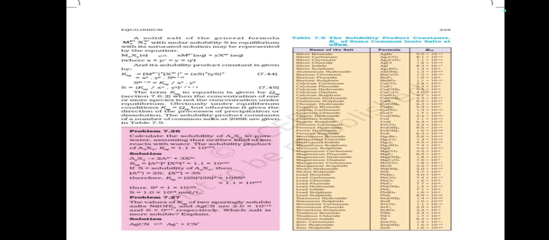Hydrolysis of salts and the pH of their solutions. Buffer solutions. Designing buffer solutions. Solubility equilibrium of sparingly soluble salts. Solubility product constant. Common ion effect on solubility of ionic salts.